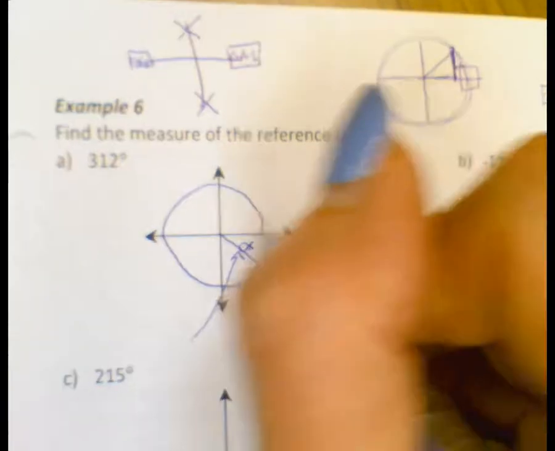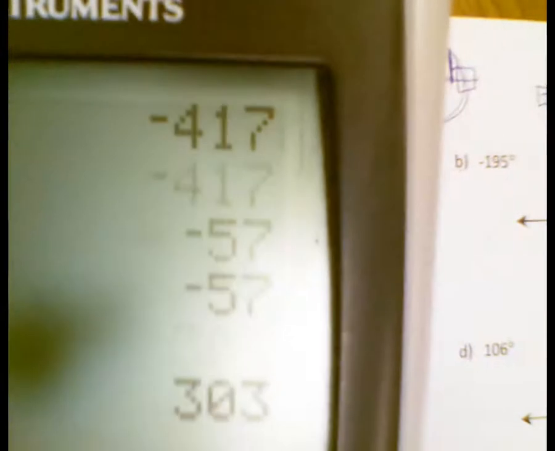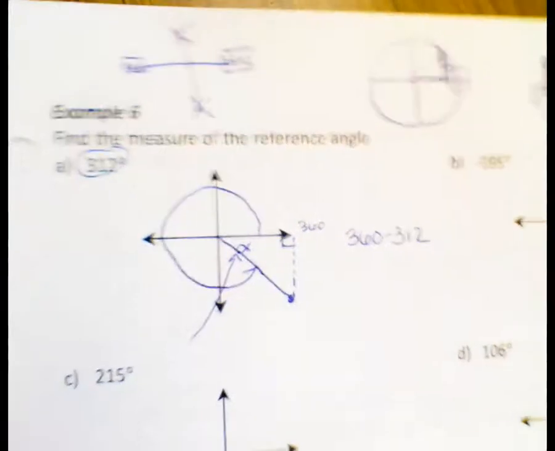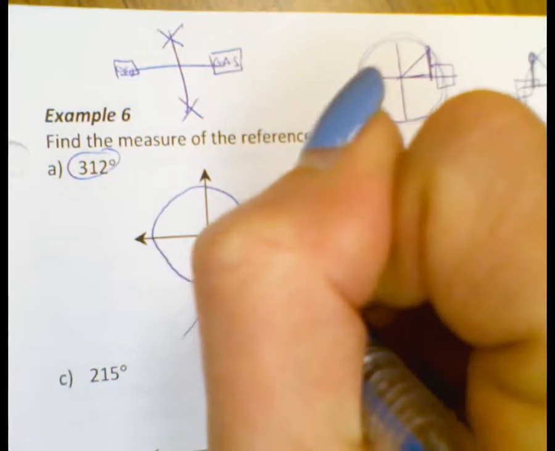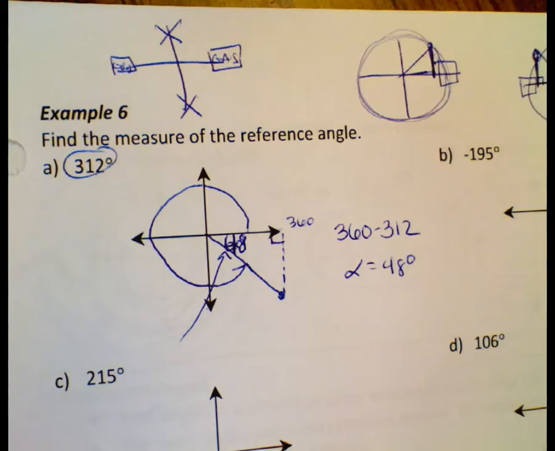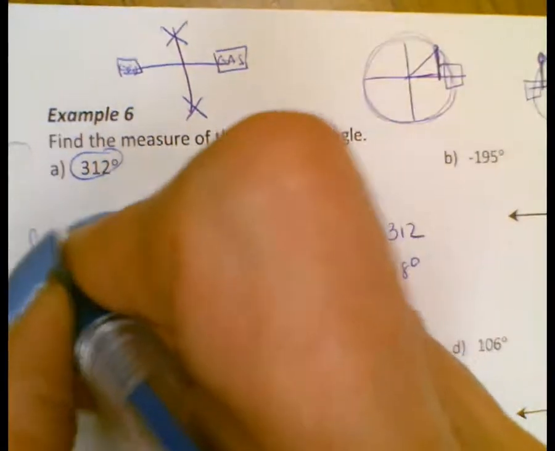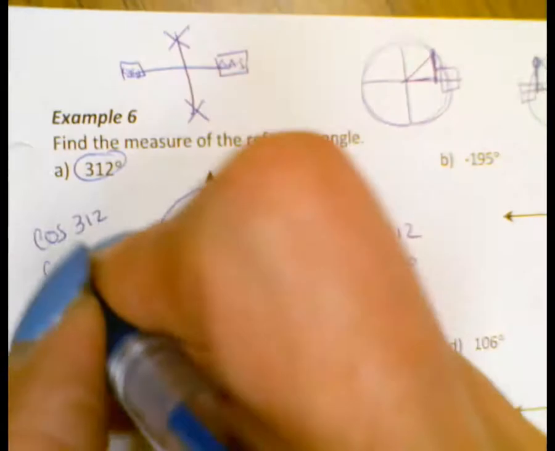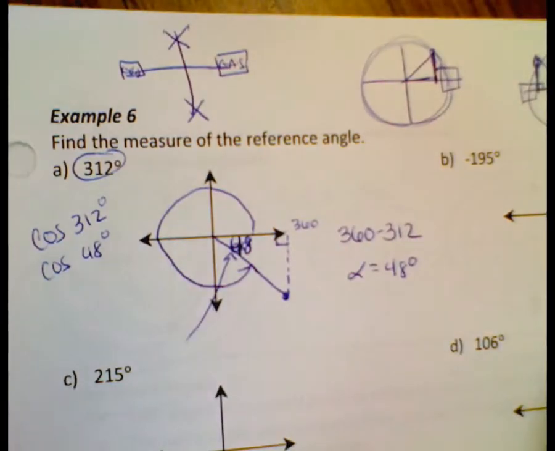How do you find that? Well, since this axis is 360 and this is 312, you're going to take 360 minus 312. You get 48. That is your reference angle, 48. So 48 and 312 are the same. Just for fun, type in cosine 312 and type in cosine of 48. They will be the same answer.